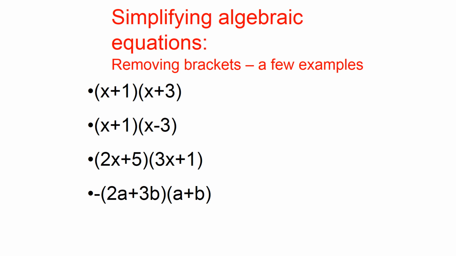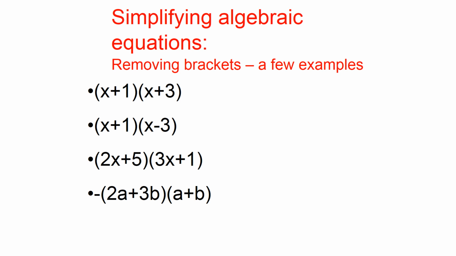So let's take the top one. Look at that. You've got a thing in a bracket times a thing in a bracket, and that is x plus 1, and the other one is x plus 3. The first thing we do, we're going to split one of those in half. Let's split this first one in half. So we've then got x times x plus 3.